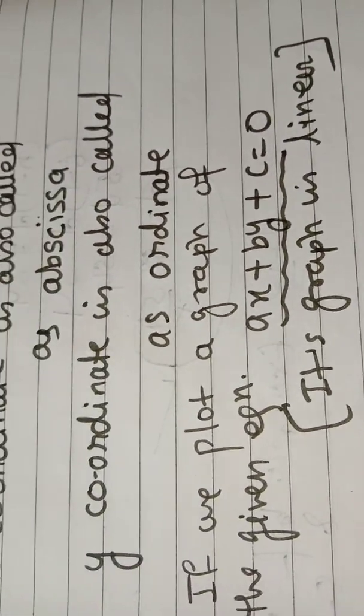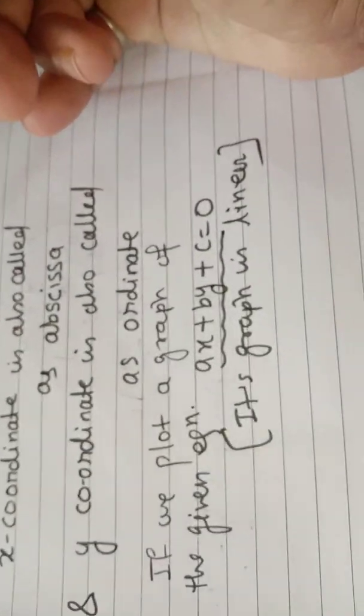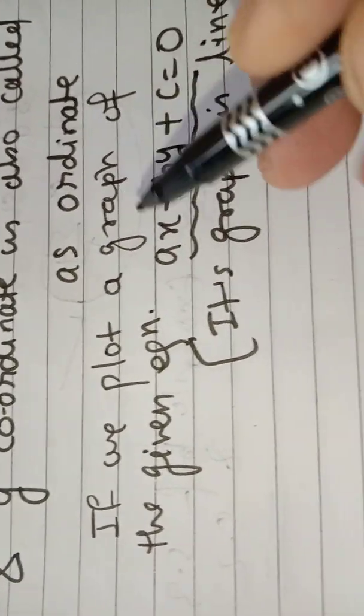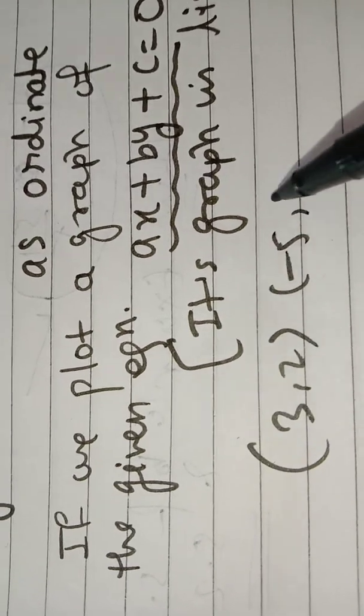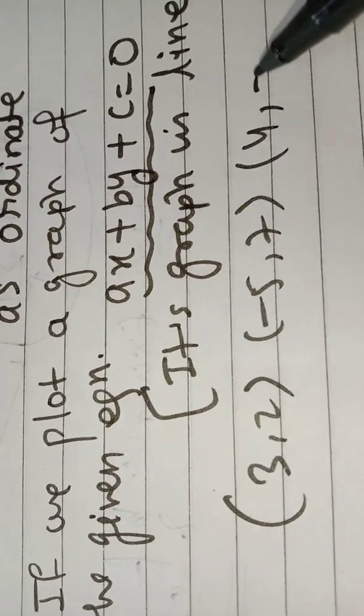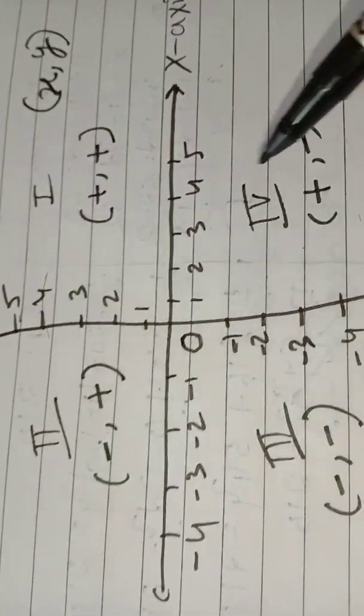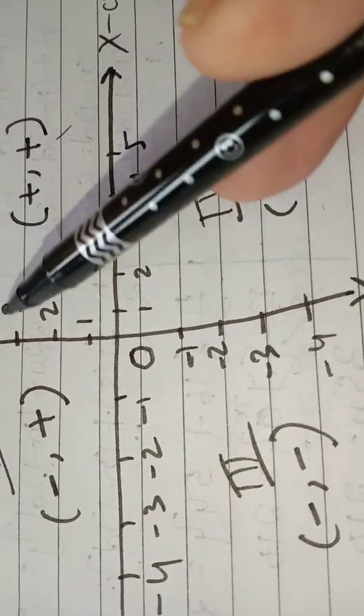Okay, that's why it is called a linear equation. So after doing that, we also practiced locating points on the Cartesian system, like locating points (3, 2), (-5, 7), (4, -3). Okay, on the Cartesian system we know how to locate the points. So these are the things we did in 9th standard.